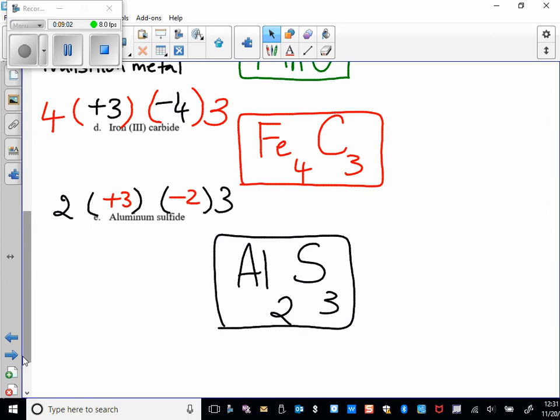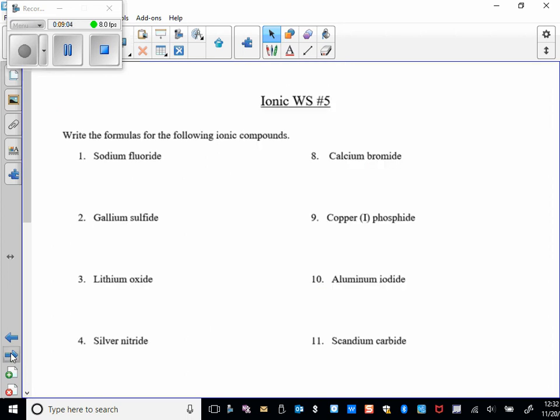So what we're going to do now is you kids are going to practice this page and I'm going to come around and check your work.